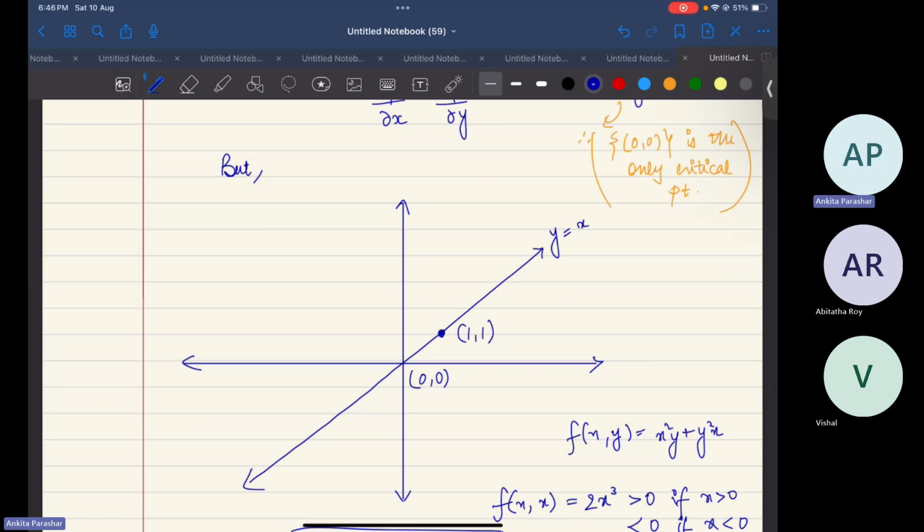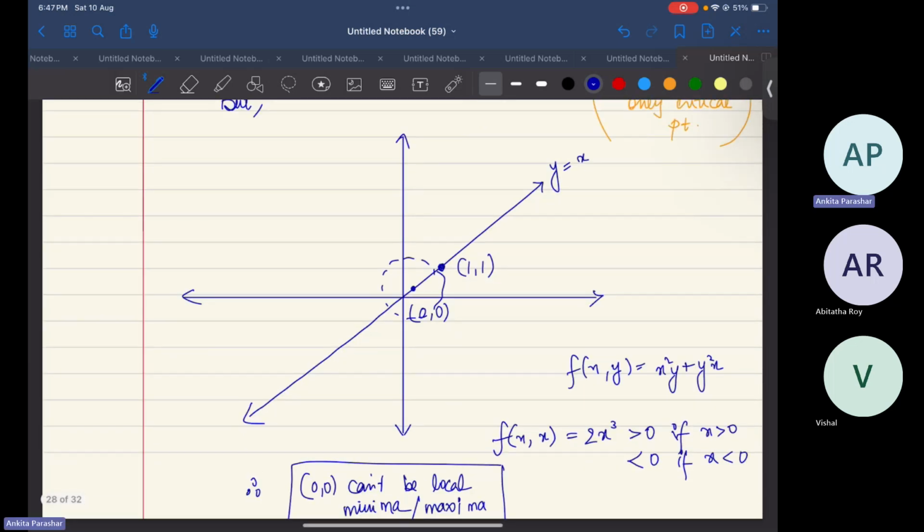I have to use the word neighborhood because it is local minima, local maxima. That means only in the neighborhood of that point we are saying what is the maxima, what is the minima. So draw a neighborhood. The point 1, 1 is a bit far. Let me draw a certain smaller neighborhood. Any point on this line, the curve x square y plus y square x becomes 2x cube. If I take y to be x, it will simply be 2x cube.